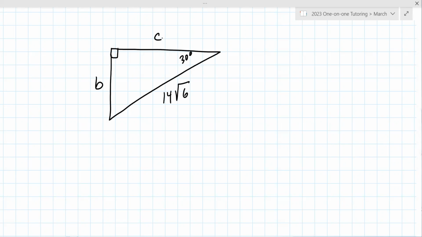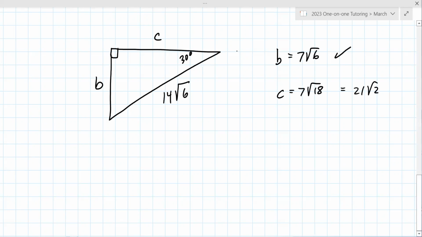So I will turn that into 7 square root 6, which will be the short leg. Is that B or C? B. Okay. How do you find C? And then that I multiply by 3, which would be 7 square root 18. Is that your final answer? Nope. It will actually be 21 square root 2.